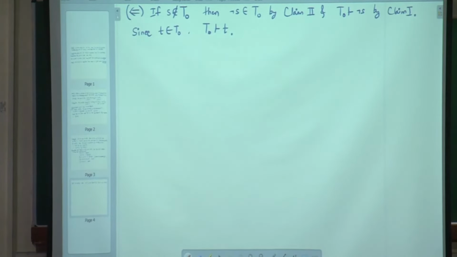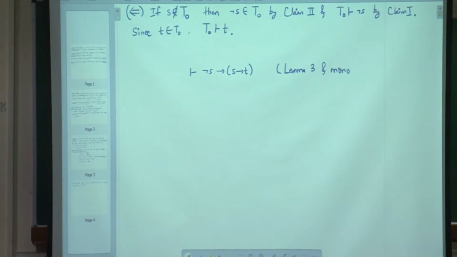Okay, and what do we need to prove? We need to prove that S implies T is in T naught. So which lemma should we use? Where can you see S implies T? Lemma 3. Okay, so what is lemma 3 saying? Let me write it down. Lemma 3 says that negation S implies S implies T. Okay, that is lemma 3.